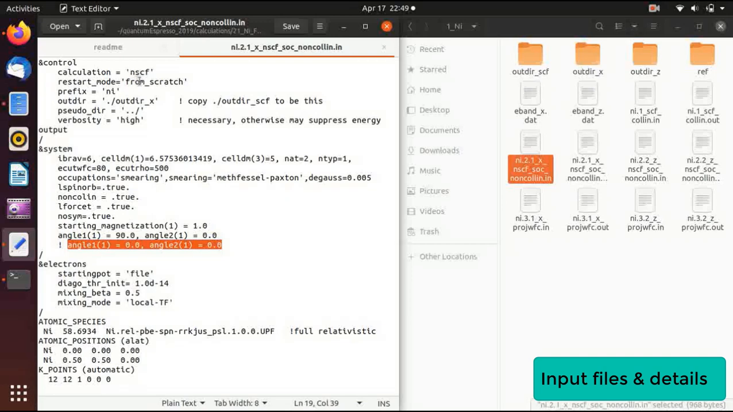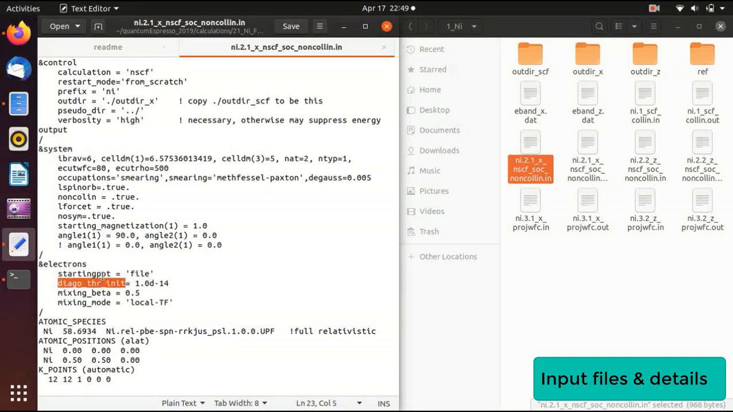Restart mode from scratch, just to mention, means that we don't start from the wave function because we just want to start from the charge distribution. And we explicitly write here that we start from the charge distribution, basically from this output directory. But this is also optional because this is set by default for a non-self-consistency calculation.